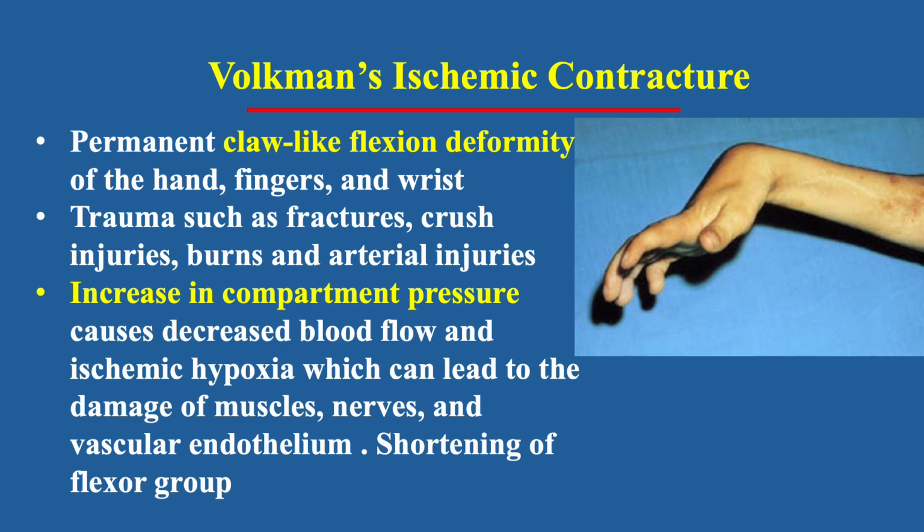A Volkmann's contracture is a claw-like deformity of the hand, fingers, and wrist, which occurs as a result of trauma, such as fractures, crush injuries, burns, or arterial injuries. Following this trauma, an increase in compartment pressure causes a deficit in the arterial venous circulation in the forearm, which results in decreased blood flow and hypoxia, which can lead to damage of the muscles, nerves, and vascular endothelium. This results in contracture of the muscles in the forearm with a resulting claw-like deformity.